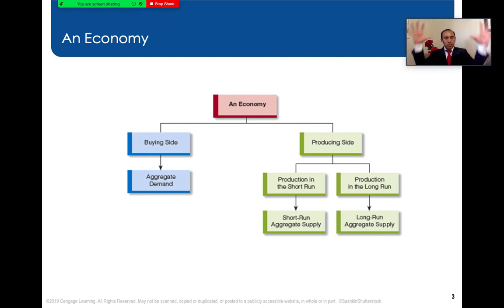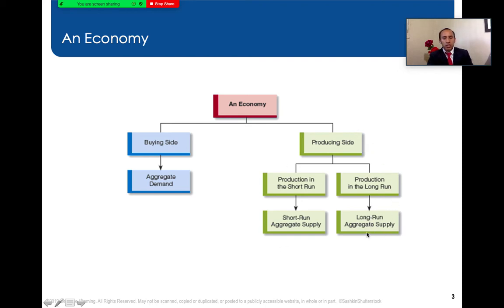So an economy consists of several structures. We have a simple economy that has the buy-in side, all of the buy-in sectors, which is the aggregate demand, AD, all of the buy-in sectors of an economy. And then we have the production sector, which is on the aggregate supply side, which produces goods and services in the short term, which is the short-run aggregate supply, and produces goods and services in the long run, which is the long-run aggregate supply curve.